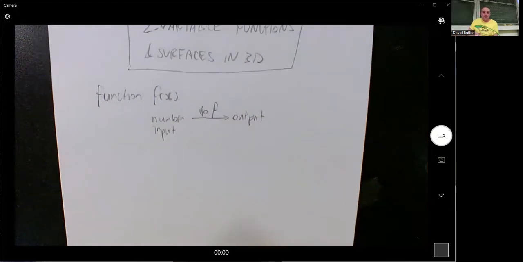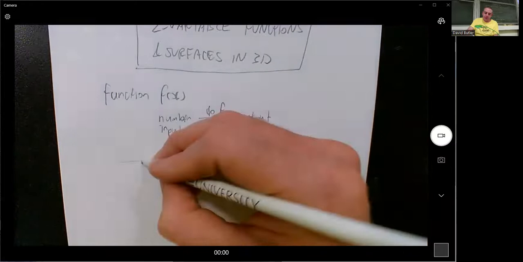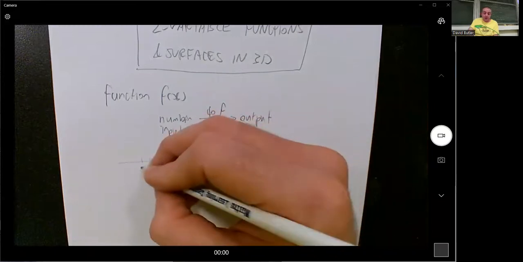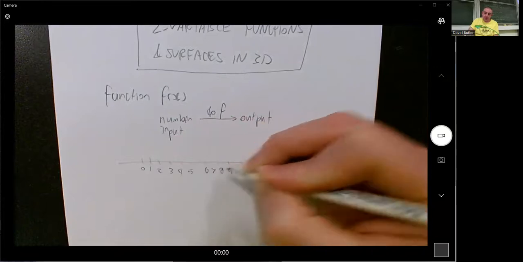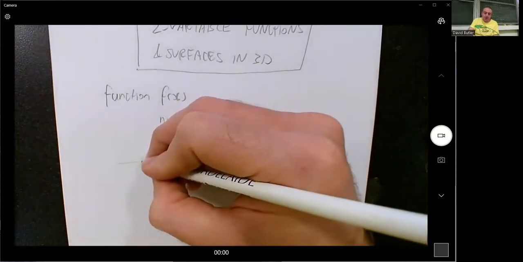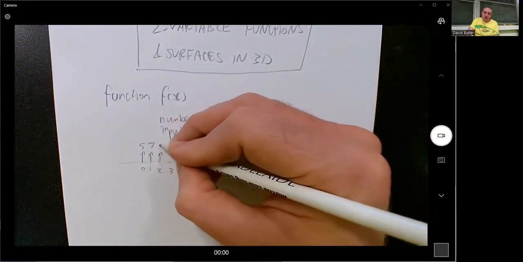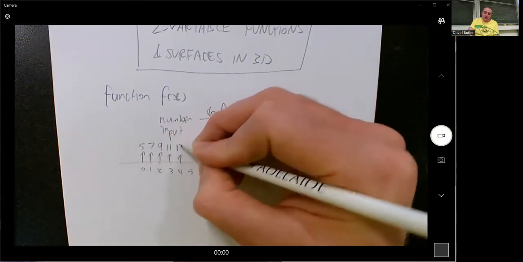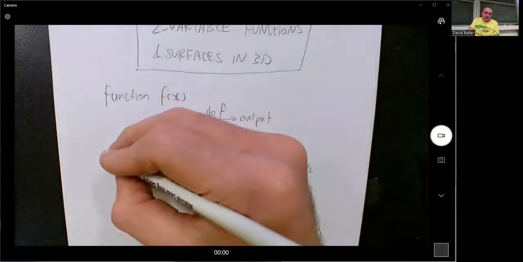Cool. And you can imagine having all the inputs that you could possibly give, and each one of them produces an output. So, for example, I could have the function that when you put 0 in, it produces 5, and when I put 1 in, it produces 7, and when I put 2 in, it produces 9, and when I put 3 in, it produces 11, and when I put 4 in, it produces 13, and so on. That would be a perfectly good function. Cool. So it's just an example.